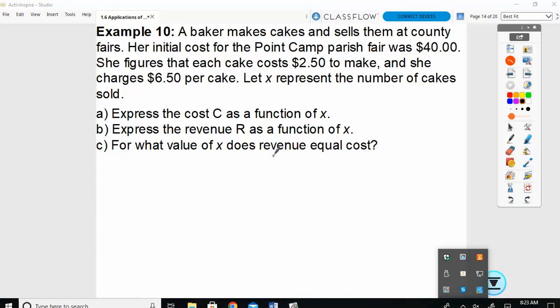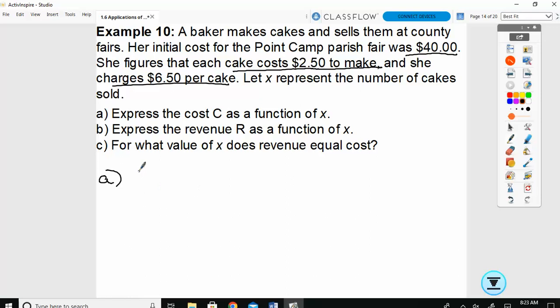All right. So a baker makes cakes and sells them at the county fair. The initial cost was $40. Each cake costs $2.50 to make. She charges $6.50 per cake. That's a cheap cake. So express the cost as a function of x. What's your cost function? 2.5x plus 40. Okay, she paid the 40 one time, and she had to buy the supplies for every cake, which was $2.50.